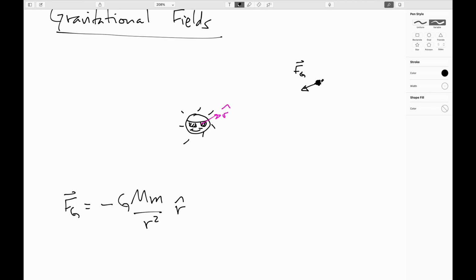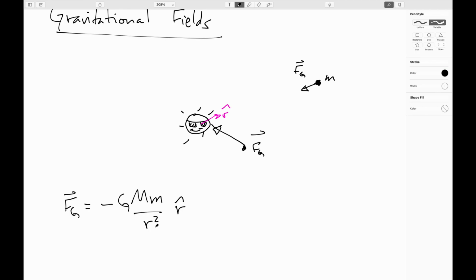I don't necessarily have to have a rock there. I could imagine putting rocks in all sorts of different locations. I could maybe put a rock here, and we know it'll feel a much larger gravitational force at that location, but it would be given by this exact same formula. Again, the minus r hat means towards the sun, mass of sun, mass of rock over r squared. What if I doubled the mass of the rock? Well, then I doubled all the forces.